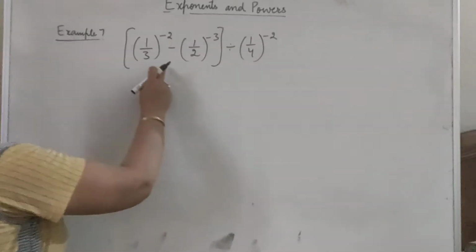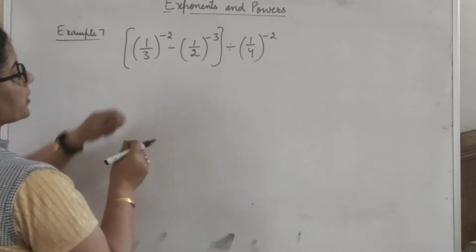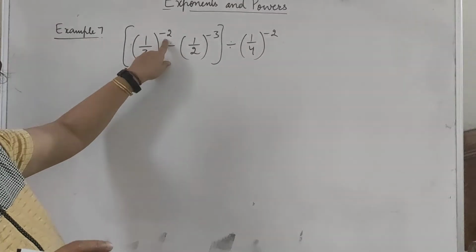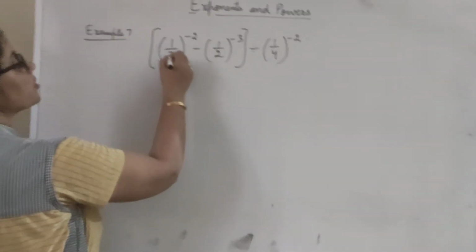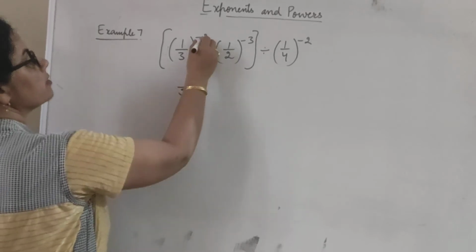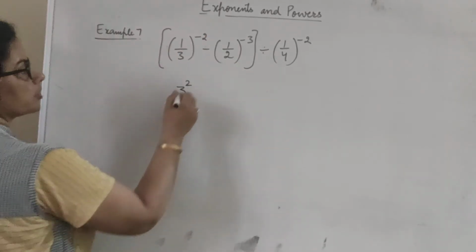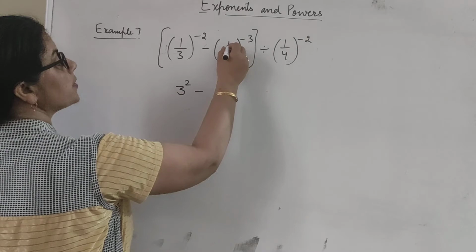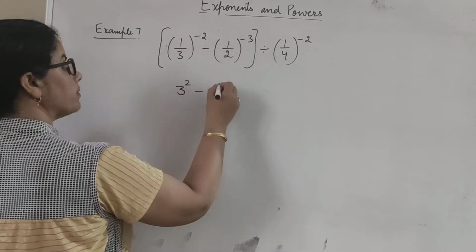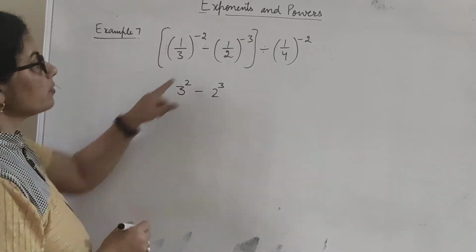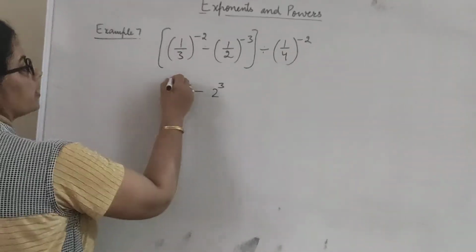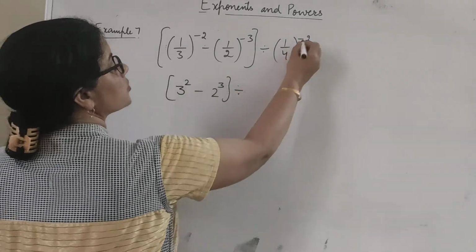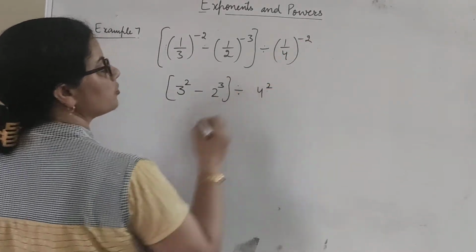See, first we will solve this bracket here. Negative exponent is there. If the power is negative, then how will we make it positive? By taking the reciprocal of the base. So the reciprocal of 1 by 3 is 3 and minus 2 will become plus 2, 3 square will come. Here the reciprocal of 1 by 2 is 2 and the power will become positive. If you want to change the sign of the power, take the reciprocal of the base. And here also a negative exponent, 4 raised to the power 2 will be there.